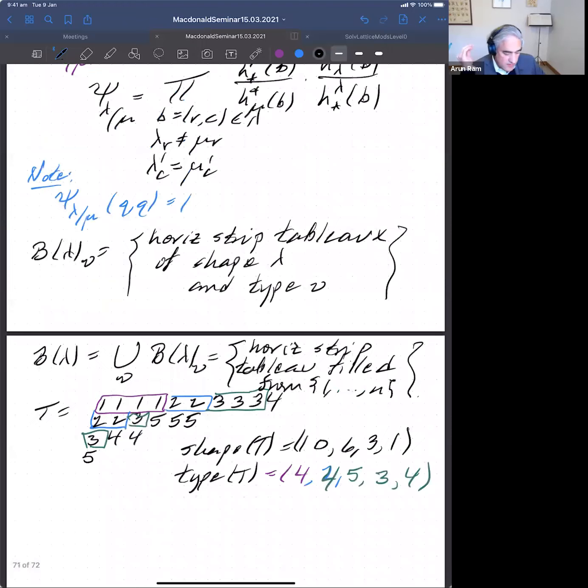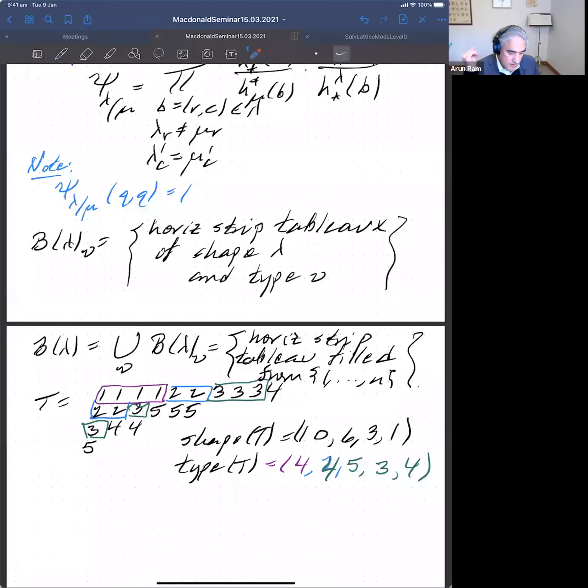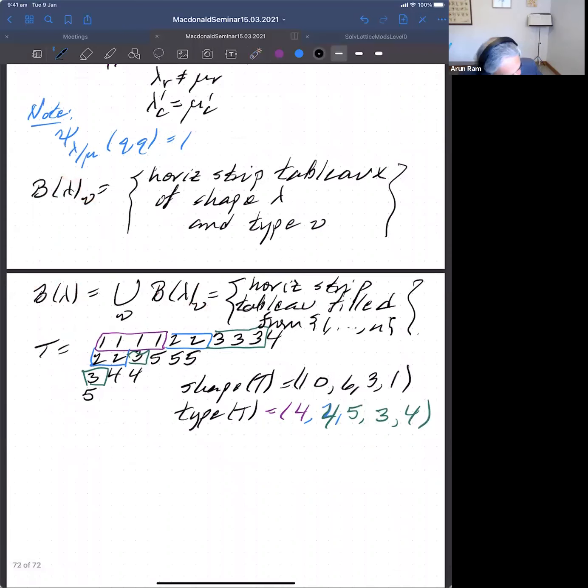Okay, so we have defined this, and the reason I use this notation of B lambda is because this is a crystal, and I think that one of the problems with Macdonald polynomial theory is that we don't yet understand how the crystals help to do Macdonald polynomial theory. So I want to try to push towards the world of crystals by thinking of the horizontal strip tableau as the elements of the crystal.